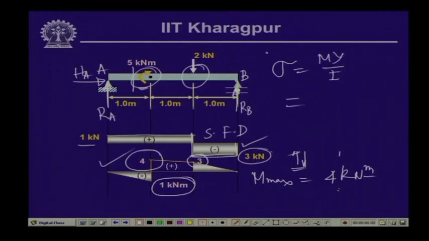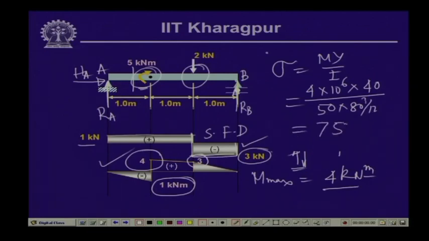Now, here M is equal to 4 kilonewton meter, which is 4 into 10 to the power 6 newton millimeter, y is 80 by 2, so y is 40, and I is 50 into 80 cube by 12. If you compute this, the stress comes to 75 megapascal, and this bending stress here is a positive value. Because of this we will have compression at the top and tensile stress at the bottom. So, this bending causes a bending stress of 75 MPa, which is located just right of the concentrated moment, and we have a compressive stress at the top and a tensile stress at the bottom.